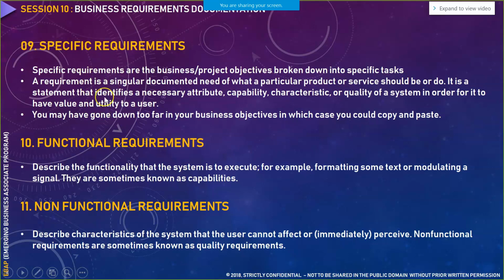Then there are certain requirements at a high level that you need to include in the business requirement document. So specific requirements are the business or project objectives broken down into specific tasks. You may have gone down too far in your business objective, in which case you could copy and paste this particular specific requirement. So it would be a combination of functional and non-functional requirements, but it would be a user-centric requirement. For example, a particular user would give you a specific requirement. Other than that, you would have functional requirements and non-functional requirements.